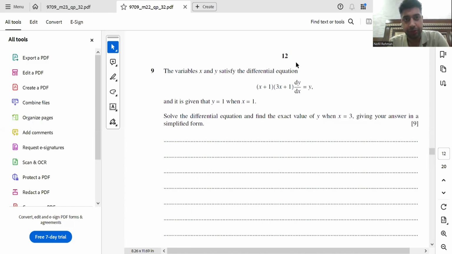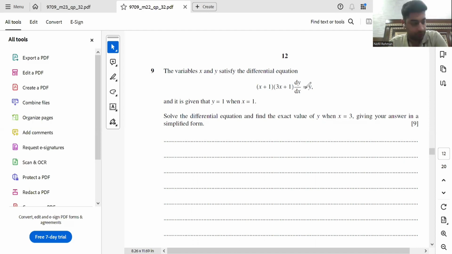So the question that we are going to solve today is from paper 32 of 2022, question number 9. So let's see what the question states. The question basically asks us to find the solution of a differential equation. The equation is (x plus 1)(3x plus 1) dy over dx equals y.